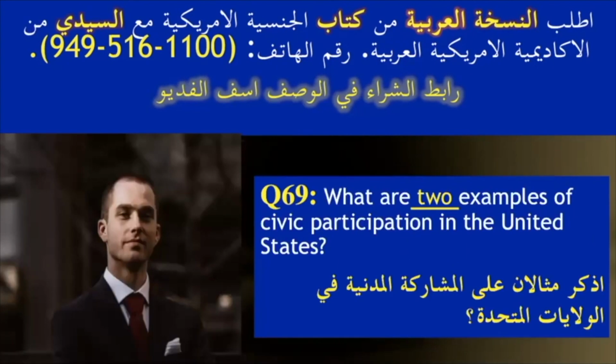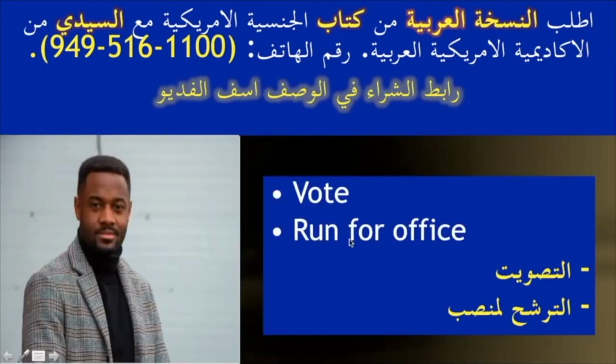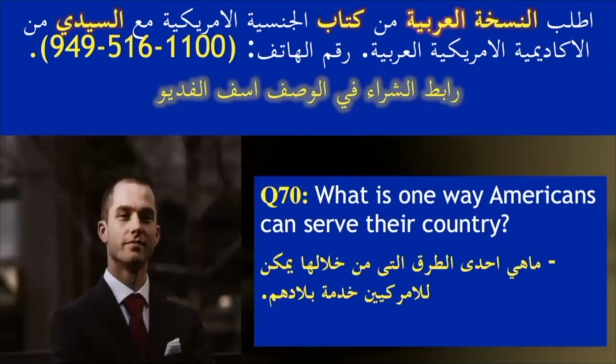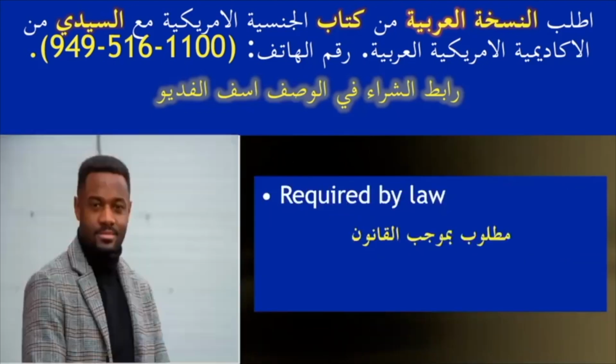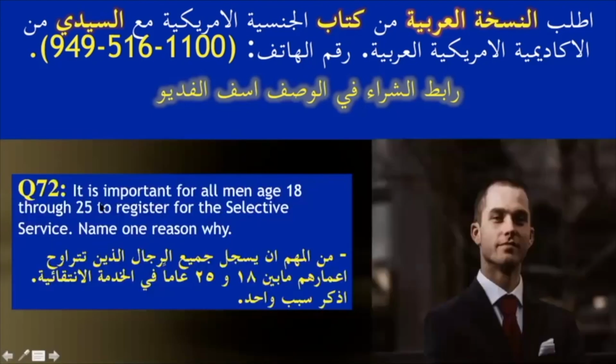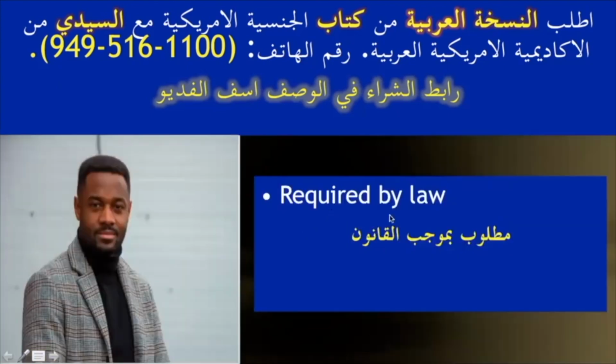What are 2 examples of civic participation in the United States? Vote, run for office. What is one way Americans can serve their country? Vote. Why is it important to pay federal taxes? Required by law. It's important for all men age 18 through 25 to register for the selective service. Name one reason why. Required by law.